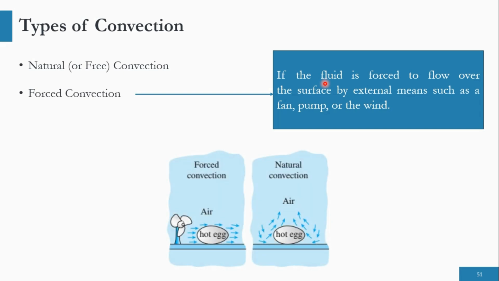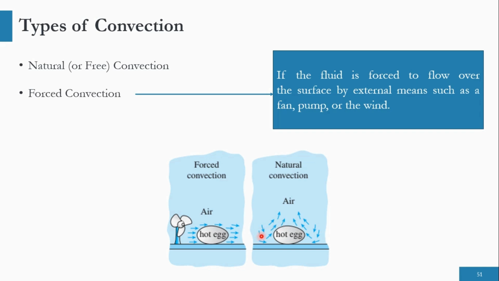So just look at this example: there is a hot egg and air is passing over it. Obviously, there is a heat exchange over here. This is the bulk motion of fluid. This is the solid surface of the egg. So accordingly, the heat transfer here will be convection.